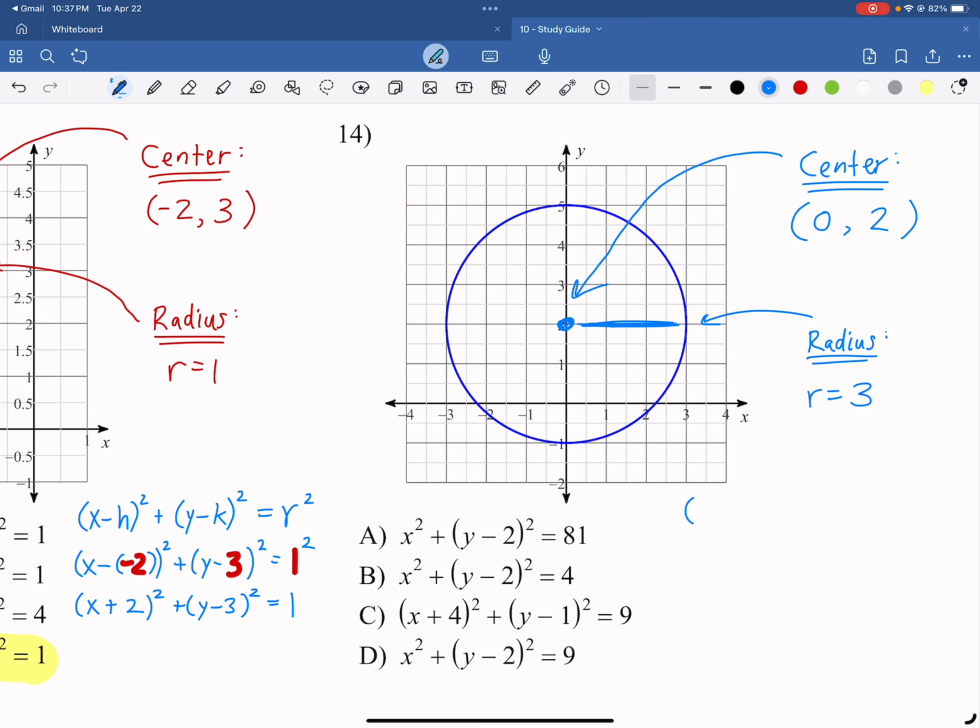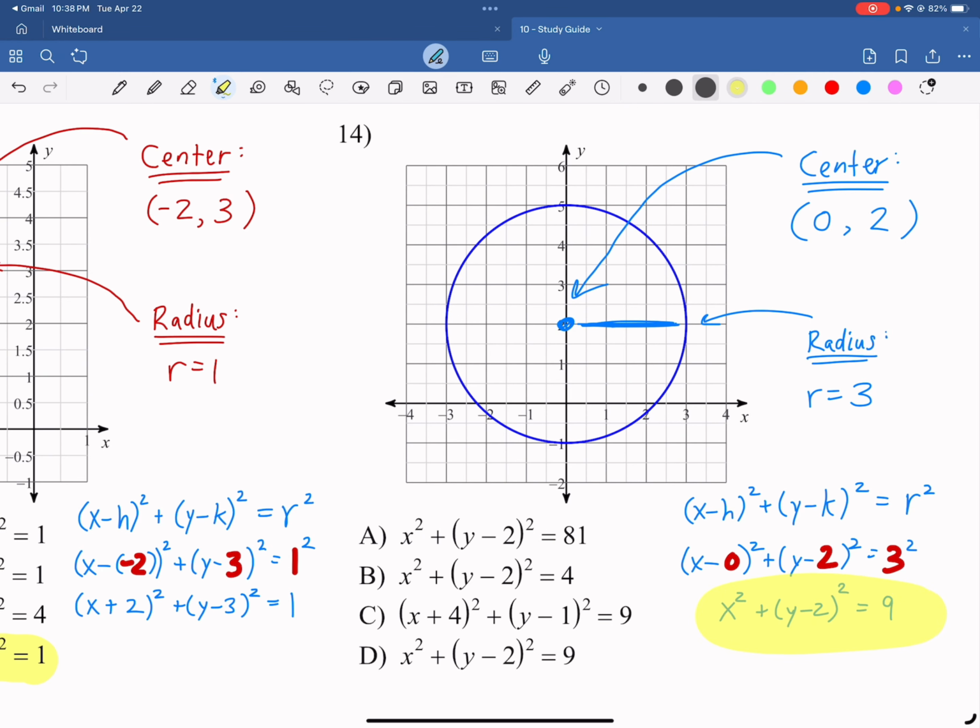So using this information, let's do that again. x minus h squared plus y minus k squared is equal to r squared. I'm going to write the skeleton of our function right here, just like we're used to doing. If we plug in 0 and 2 and radius 3, well, x minus 0 again, that's just x squared. y minus 2 doesn't change. That's going to stay. And then 3 squared, 3 times 3 is just 9.